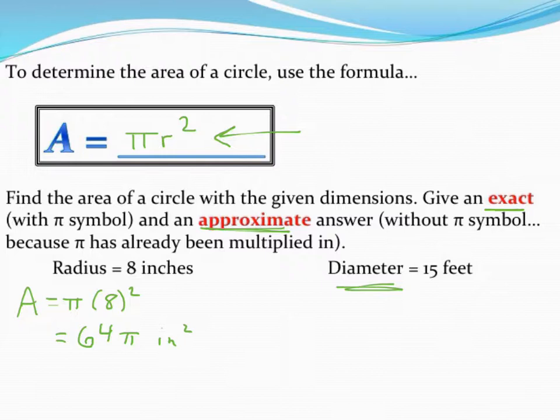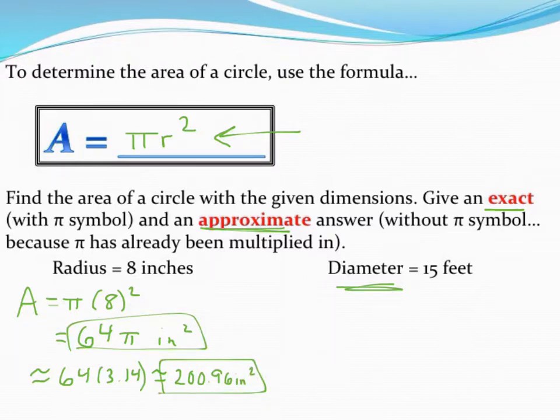The only way to express that exactly is to use the pi symbol, since pi goes on and on forever. Any numbers I plug in for pi would be rounded. So to get my approximate answer though, because sometimes we do just want an approximate answer, I'll replace pi with 3.14 and do that multiplication. 64 times 3.14 gets me an area of approximately 200.96 inches squared. So there's my exact again with the pi symbol and my approximate without the pi symbol.